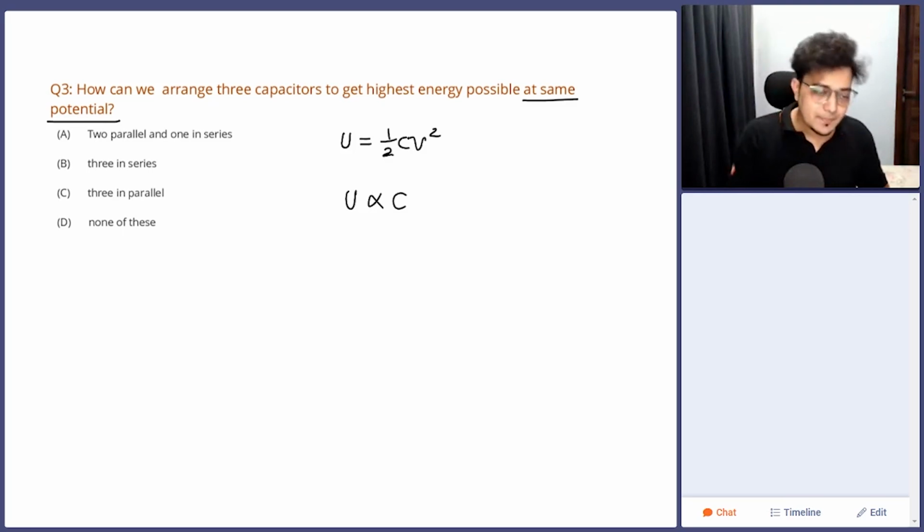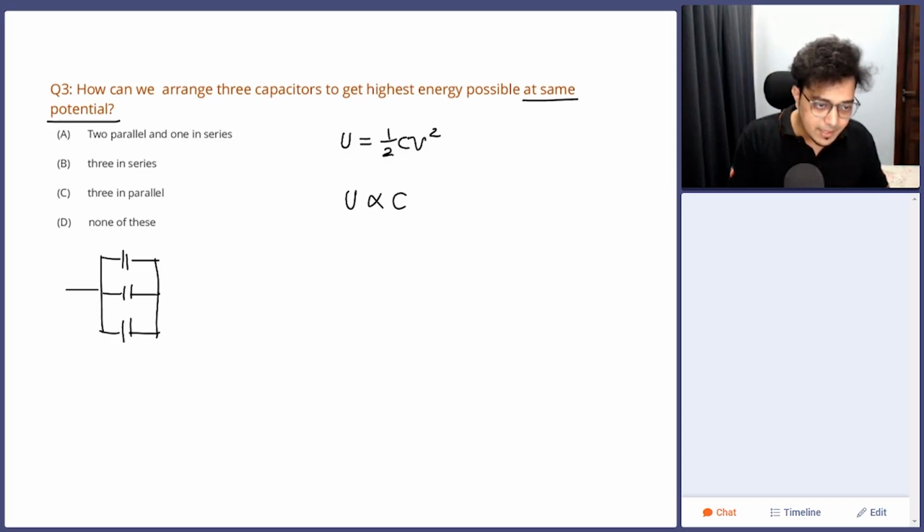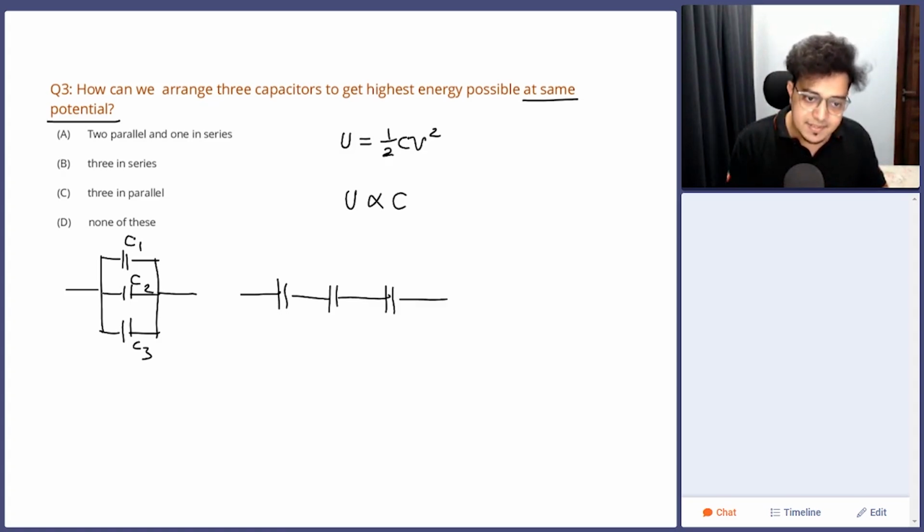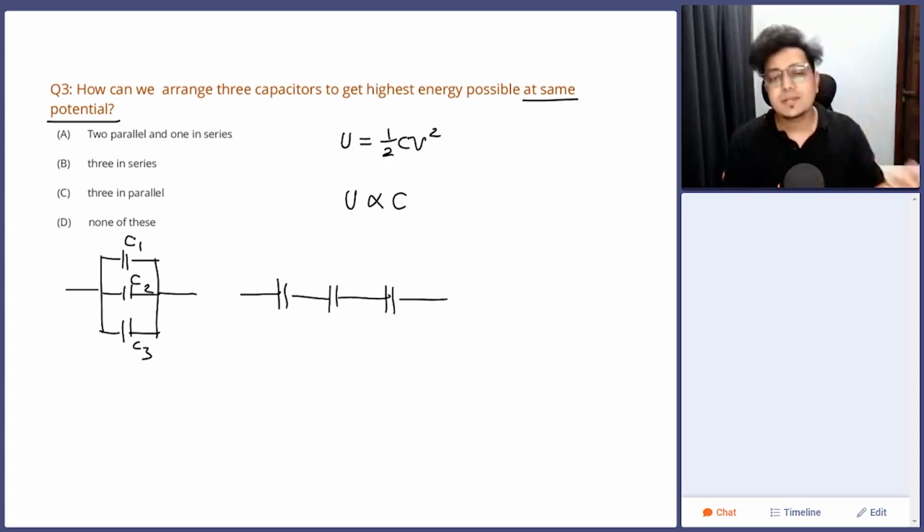So if you put capacitors in parallel combination, then you get highest capacitance, because in parallel combination, whatever the capacitances are, C1, C2, and C3, we will add them. So here you will get highest capacitance. If you have capacitors in series combination like this, then you have to add the reciprocals, and then the resultant will be lesser than individual capacitors. So effective capacitance is lesser, so energy will be lesser.